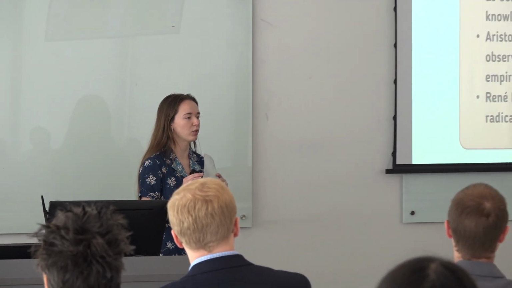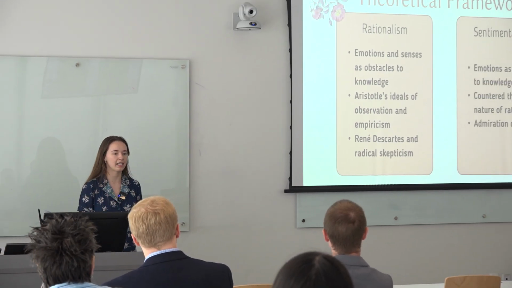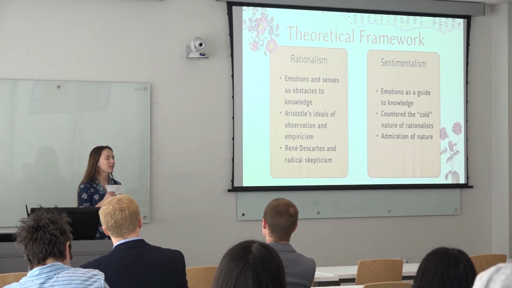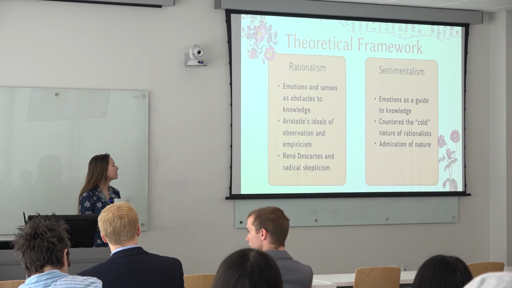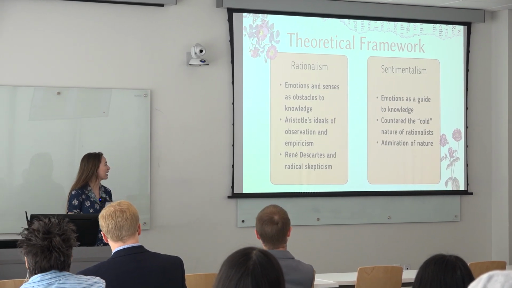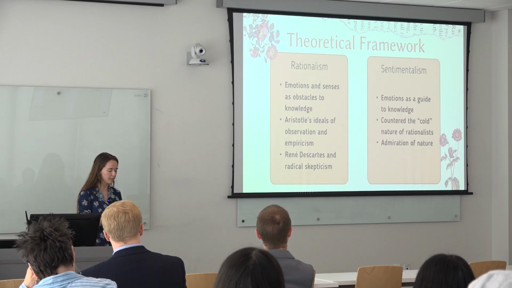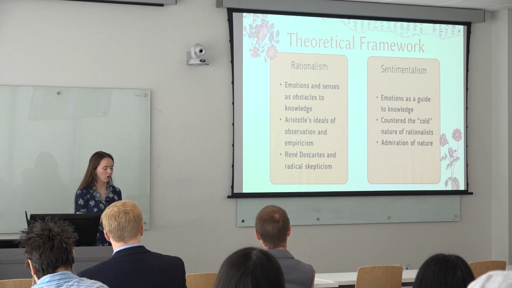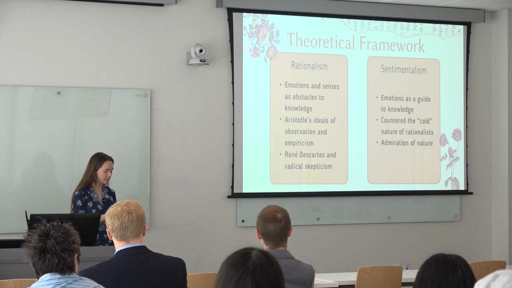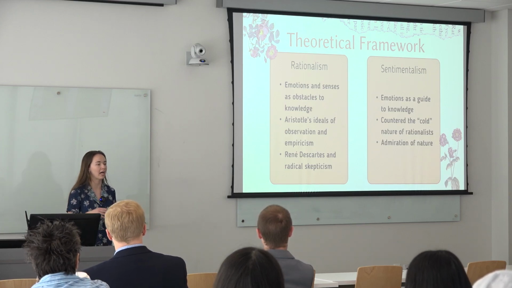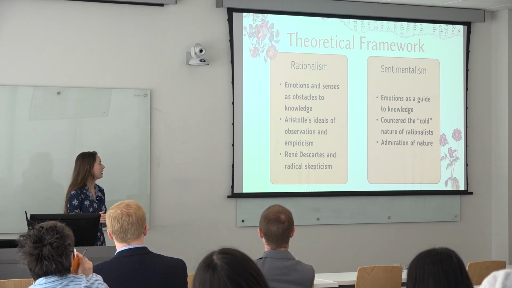So looking at rationalism and sentimentalism during the time period. Rationalism sees emotions and senses as obstacles to knowledge. So to use any emotion to get towards an answer towards knowledge was an obstacle. This came from Aristotle's ideals of observation and empiricism, as he also wrote in Posterior Analytics. He credits ignorance to the lack of observation.